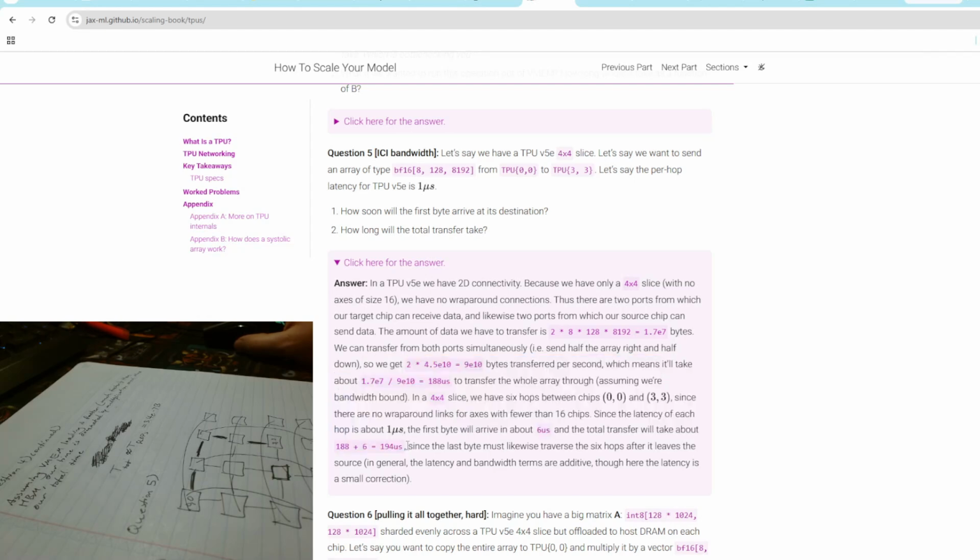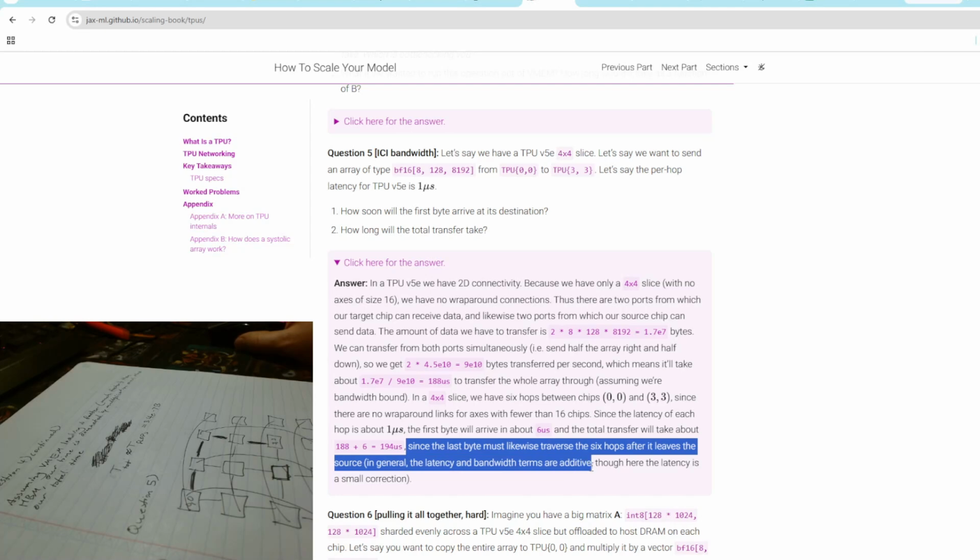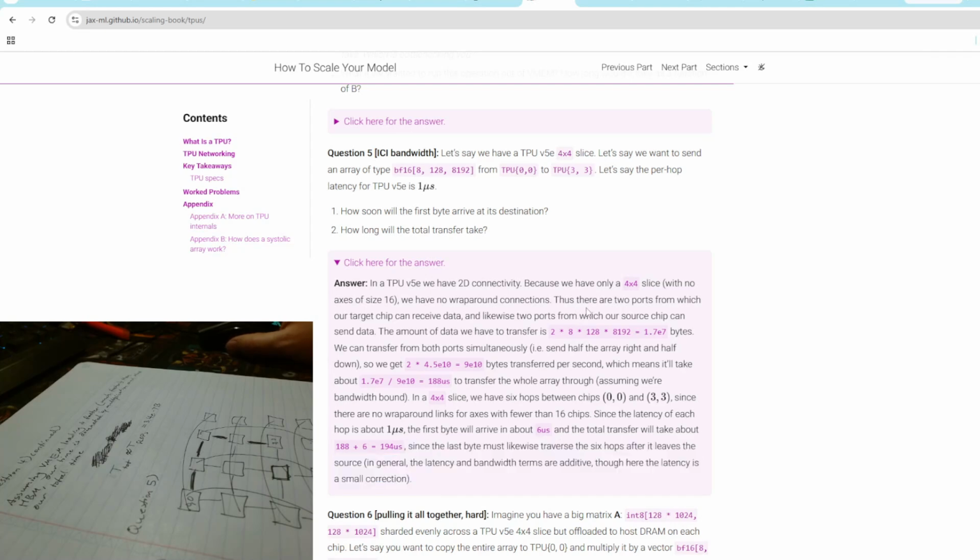Yeah, I'm very confused, I'm not gonna lie. Why would you add 6 microseconds to 188? Since the last byte must likewise traverse the 6 hops after it leaves the source. In general, the latency and bandwidth terms are additive, though here the latency is a small correction. So saying latency and bandwidth are different, that's the issue. So I guess I thought of this question completely wrong. I'm going to need to sit and think about this for a little bit.